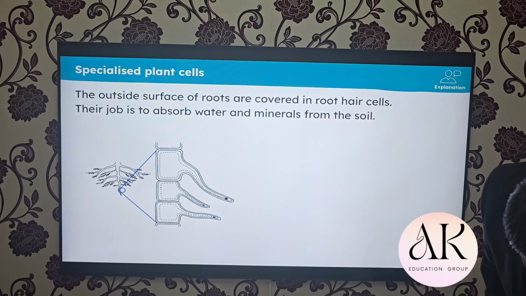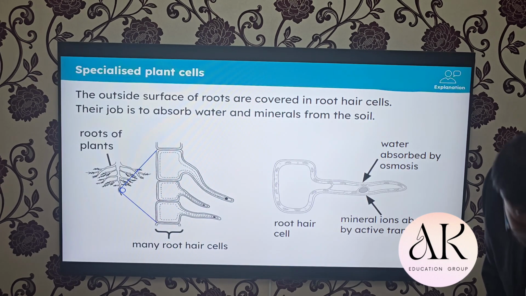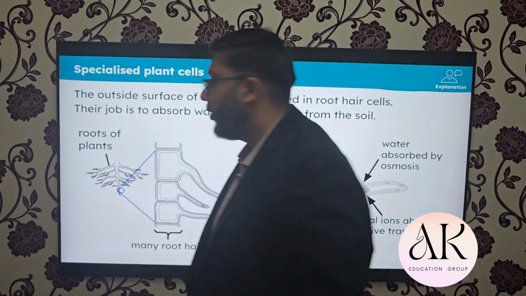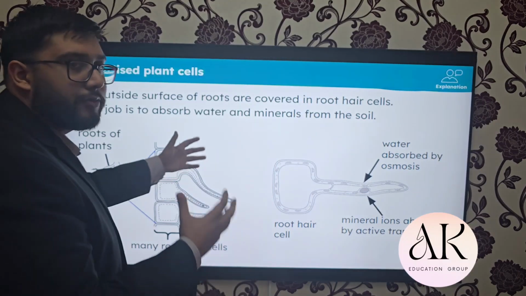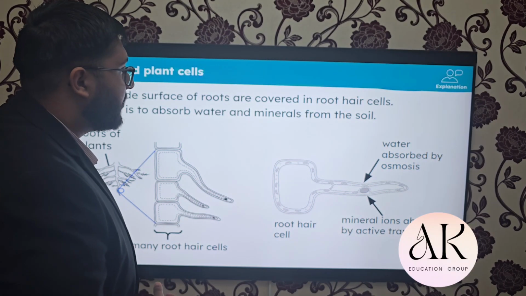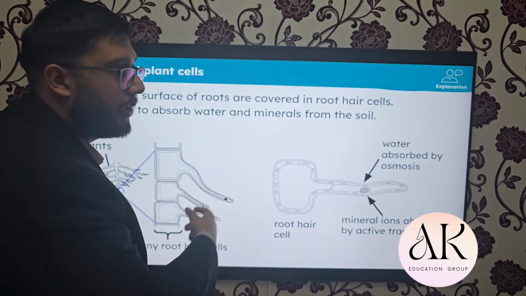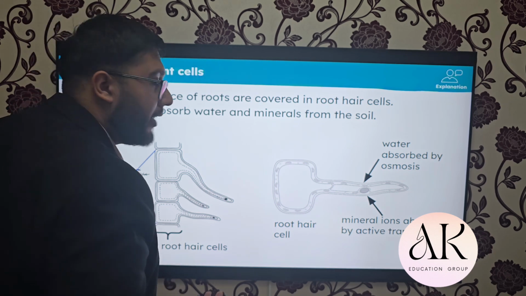Now, let's have a look at root hair cells. Root hair cells are my favourite one. Why? Because they have such an amazing function within the plant and they're really interesting to learn. Probably one of the easiest to learn, hence why it's my favourite.